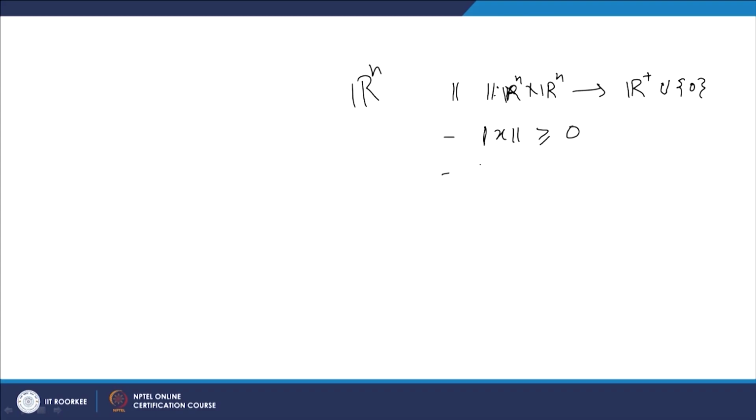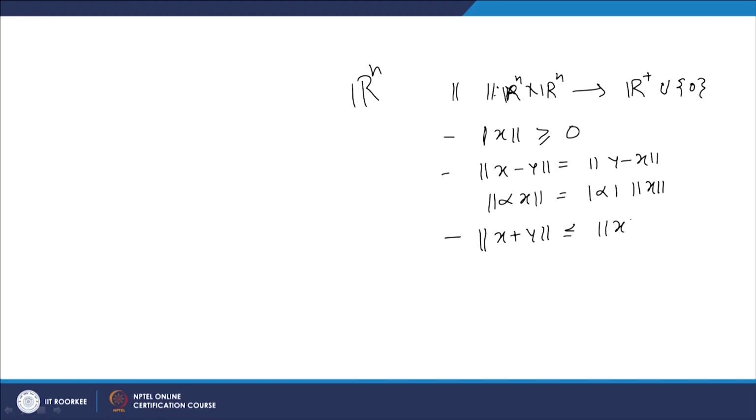In R^n, let me write some results: here in R^n we can define several norms. So, let me write a few norms. First of all, what is a norm here? A norm is basically a function from R^n to R_+ union the singleton {0}, and it satisfies certain properties. That is, norm of x is greater than or equal to 0. This is one property. Another property is that norm of x minus y is the same as norm of y minus x, or norm of alpha x is given as modulus of alpha times norm of x. And it satisfies one more important property, that norm of x plus y is less than or equal to norm of x plus norm of y.